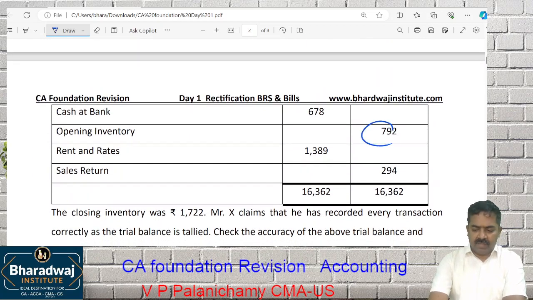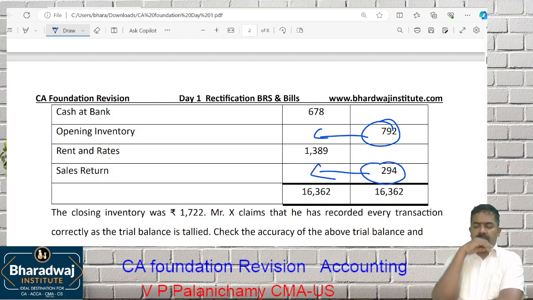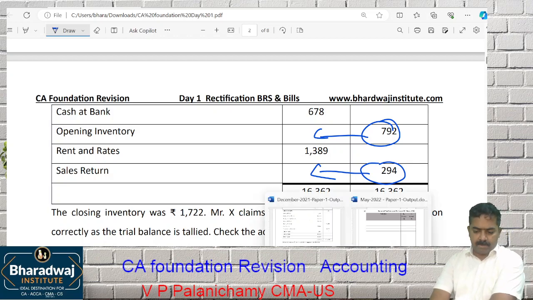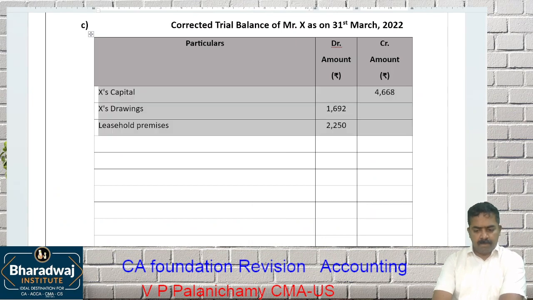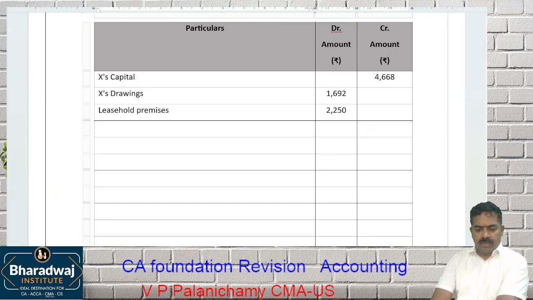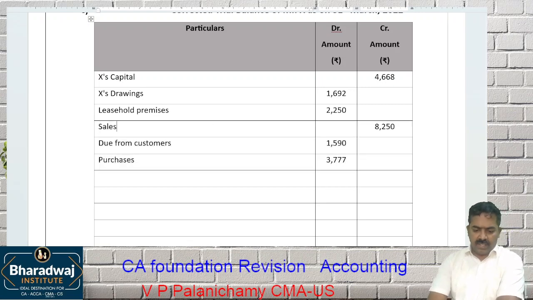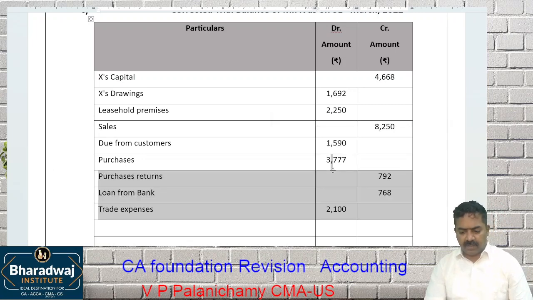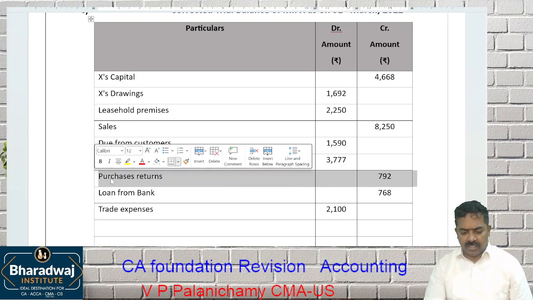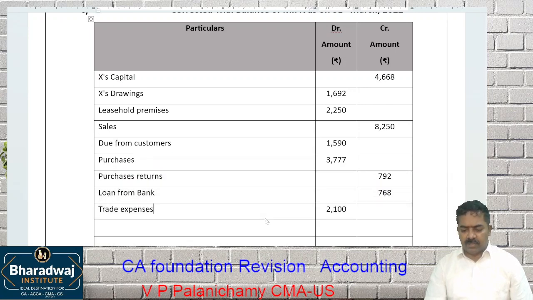Cash at bank, okay. Opening inventory should come in the debit side. Sales returns should come in the debit side. So adjust them and then prepare the trial balance. Capital, drawings, premises, there is no mistake. Sales, of course, credit. Due from customer should come in the debit side. Purchases, of course, debit side. Purchase return should go to the credit side. Loan from bank, trade expenses, there's no mistake.